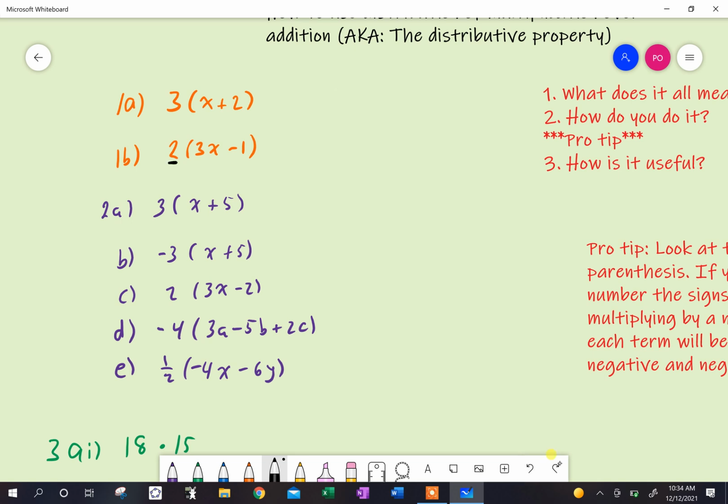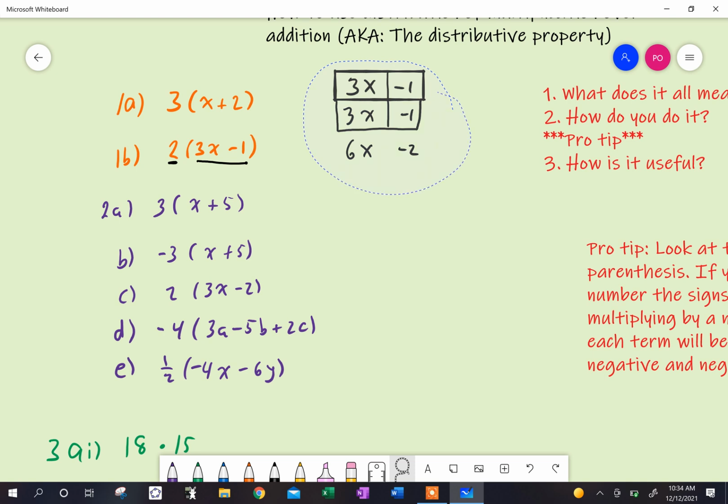And now I have 2 groups of 3x minus 1. So if I had one group of 3x minus 1, and now I have another group of 3x minus 1. And once again, you can see that altogether I have 6 x's minus 2. And that's quite literally what the distributive property is saying.